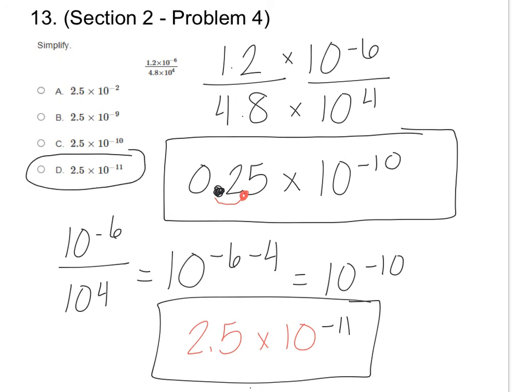One thing that's tricky is you have to make sure that first number is less than 10 but greater than or equal to 1. Then you have to look and see how you would have to change your exponent. The other thing you can do, if this is a calculator problem on the MCA test, is always just plug this into your calculator. If you know how to do exponents, you can take 1.2 times 10 to the negative 6, put that in your calculator, and divide it by 4.8 times 10 to the 4th. The calculator should put it into scientific notation and make sure that first number is greater than or equal to 1 but less than 10. So our answer for this problem is D.